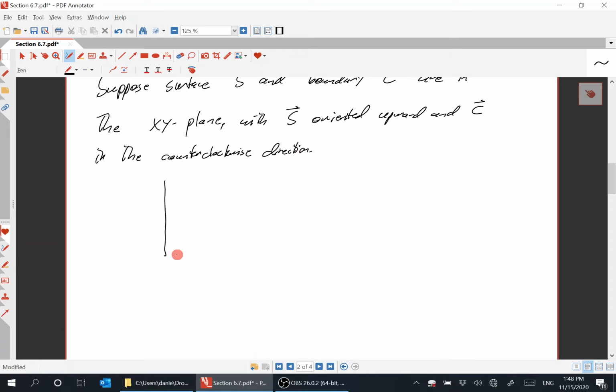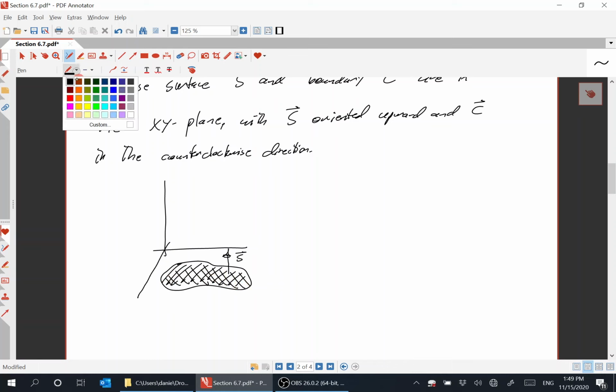So here's our three-dimensional space, but our surface S is just down here with its boundary along with it. So this is S, and S is oriented in that direction. Alright, and the boundary of S is C. It's going to be going in the counterclockwise direction when you look at this from above, just like in Green's theorem. That's what the right-hand rule gives you.